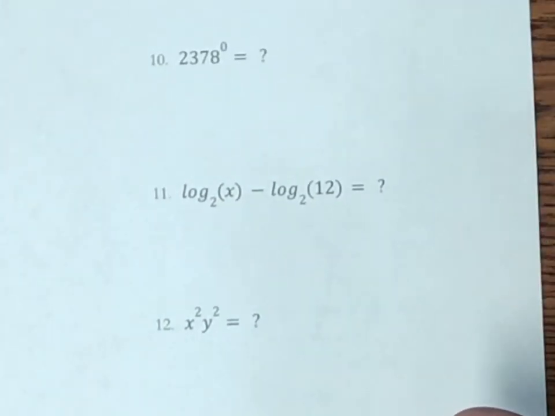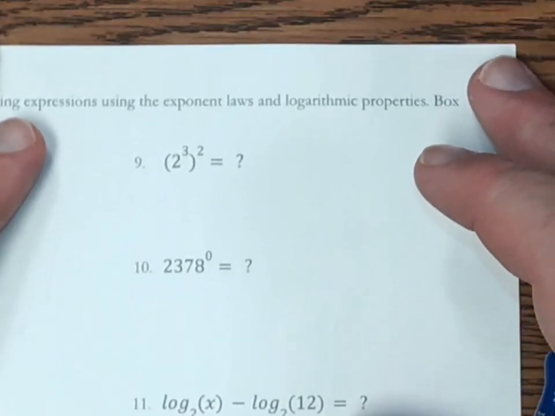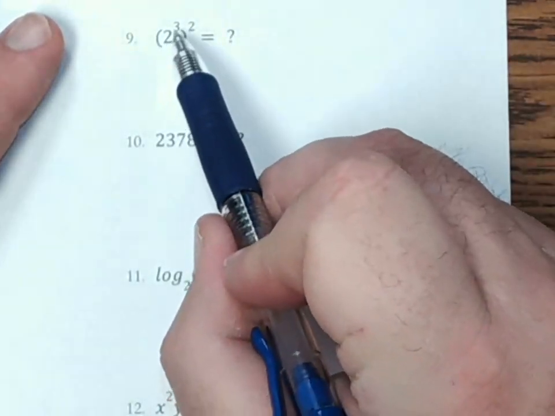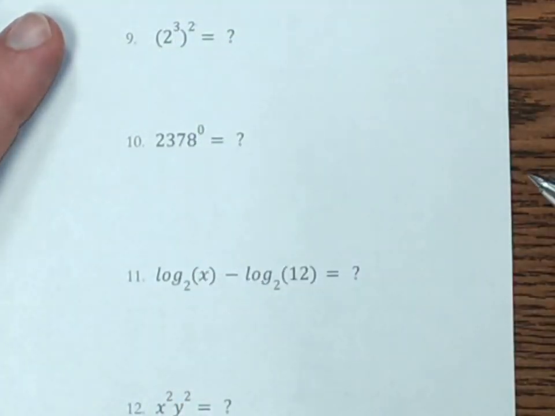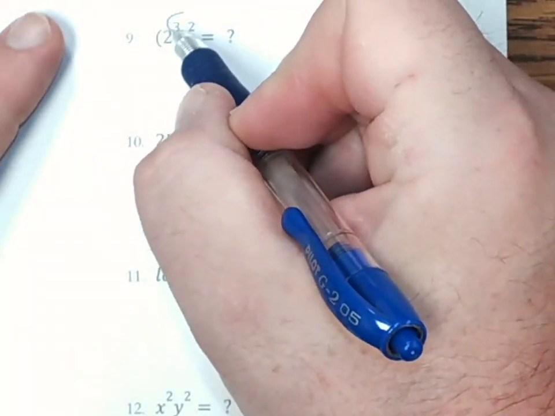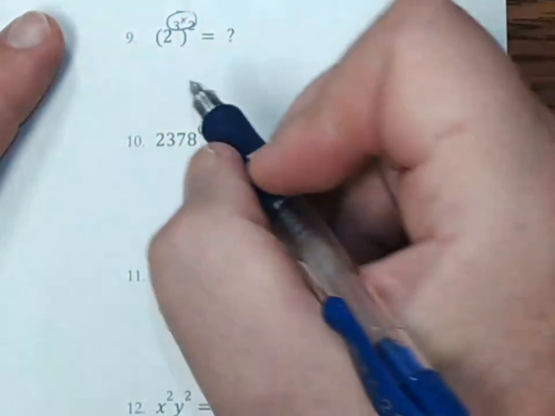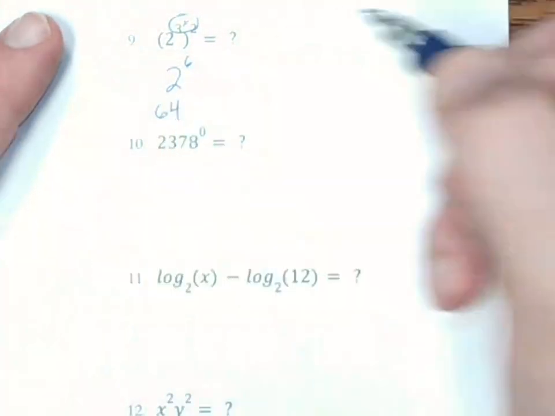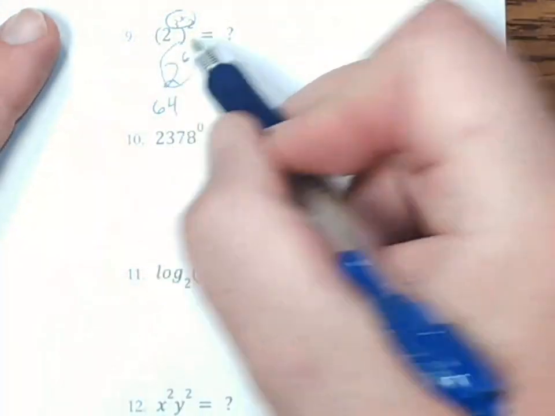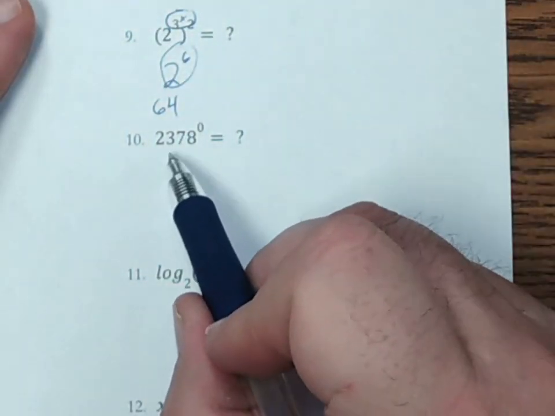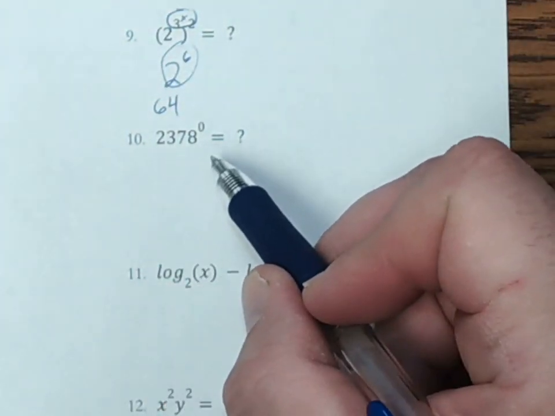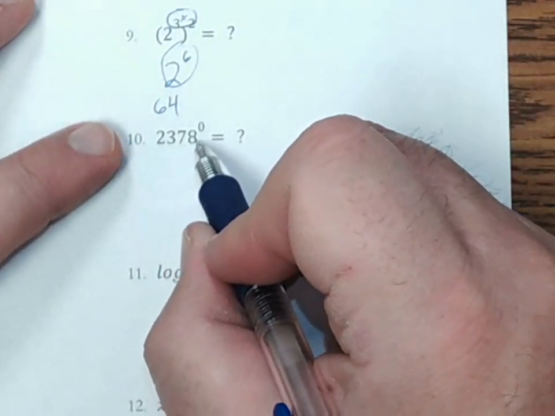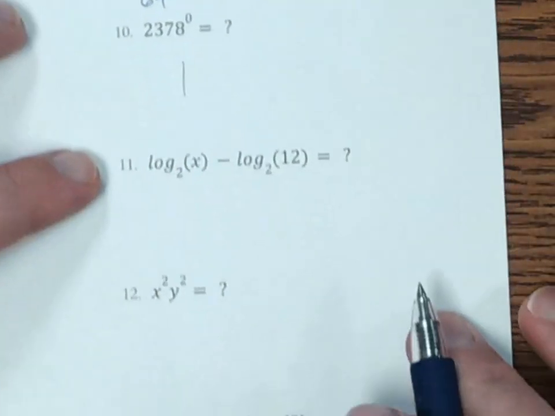Halfway done. I don't want to go too fast, but these are pretty quick. 2 to the 3rd squared. So our law says we can multiply those. So this is 2 to the 6th. And if you want to evaluate it, you can write 64. That works as well. I'm looking for this. That's fine. Let's see. I think we've done one with the 0 in it, but we know what 2,378 to the 0 power is. It's just 1.